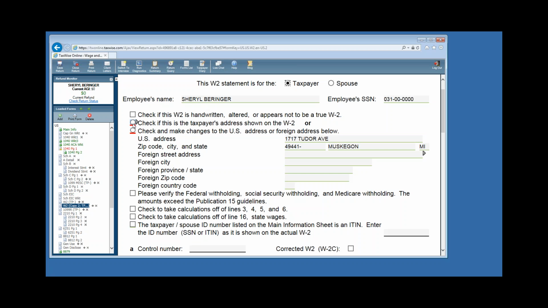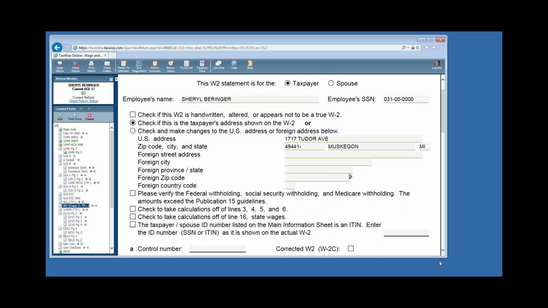The first thing that the tax software wants you to identify is if this is the address that's still on the W-2. So sometimes because people move, they might have a W-2 with a different address than what's on their main information page. If that's the case, you would select this box where it says check and make changes to the U.S. address. If you do that, you'll see that these lines highlight blue now. And if they're blue, it just shows that you can edit the information that's on them. But because it's the same address, we're just going to check this box where it says check if this is the taxpayer's address shown on the W-2.